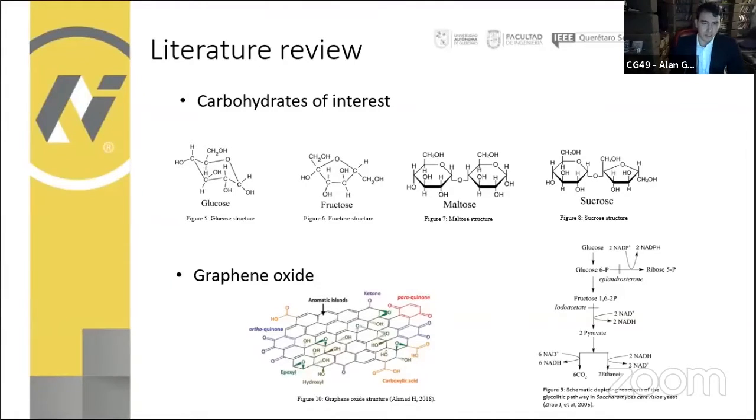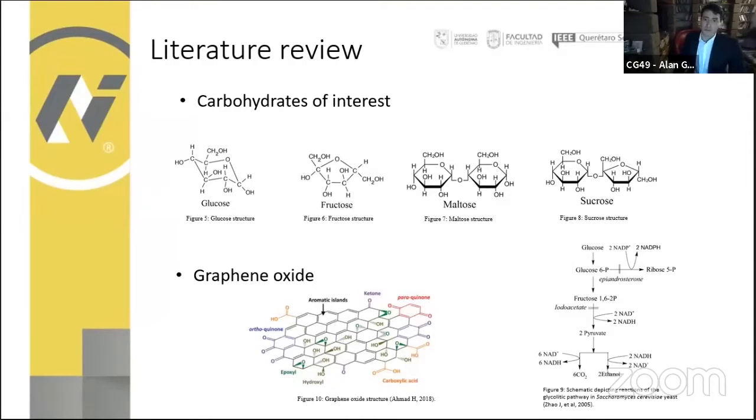Maltose, in this case, is a disaccharide made out of two molecules, which can be separated via an enzyme called maltase, which is reported in the literature to be present in our yeast. Sucrose, just like maltose, is a disaccharide made out of two monosaccharides, in this case glucose and fructose, and it can also be separated enzymatically by an enzyme called saccharase, which is also inside our yeast, Saccharomyces cerevisiae.